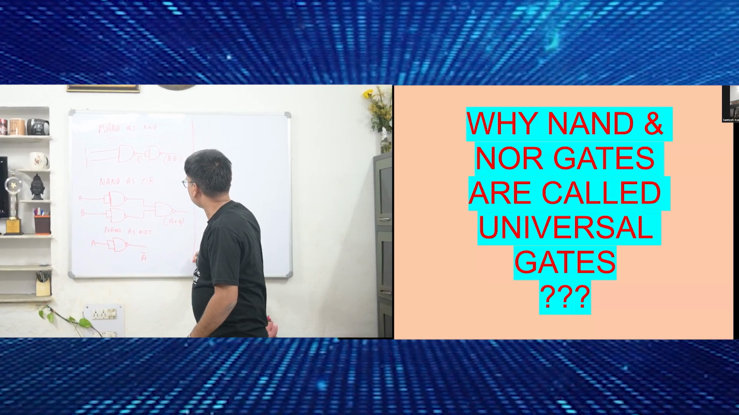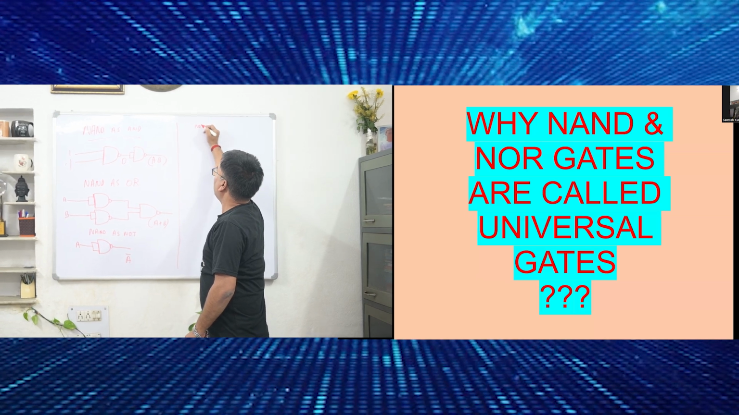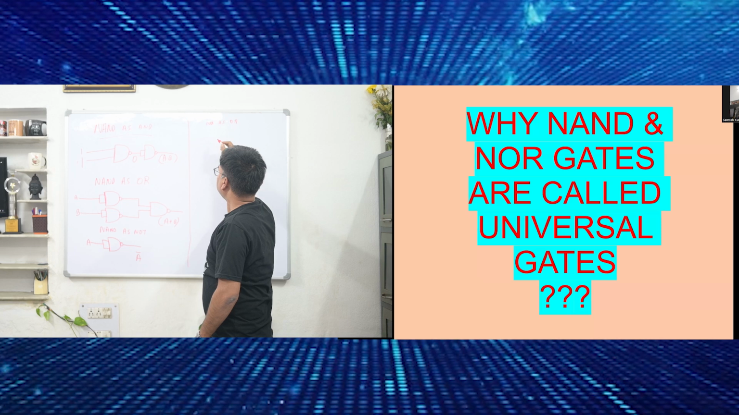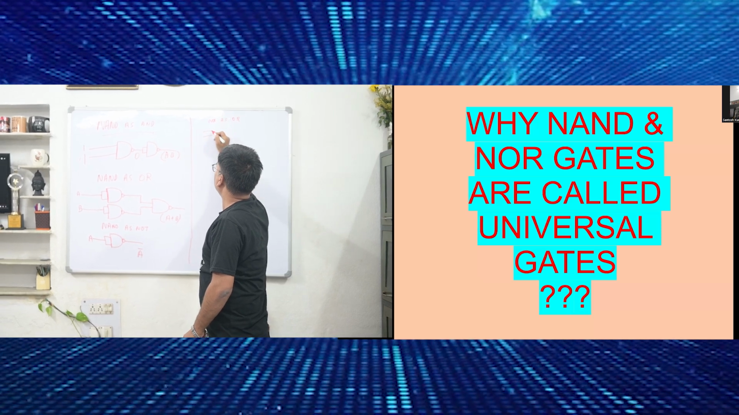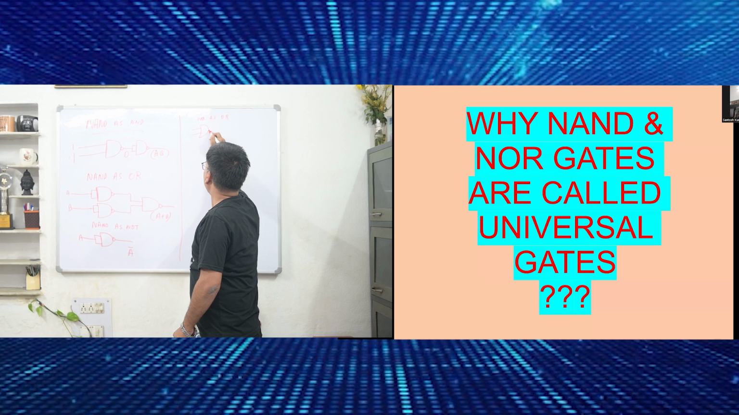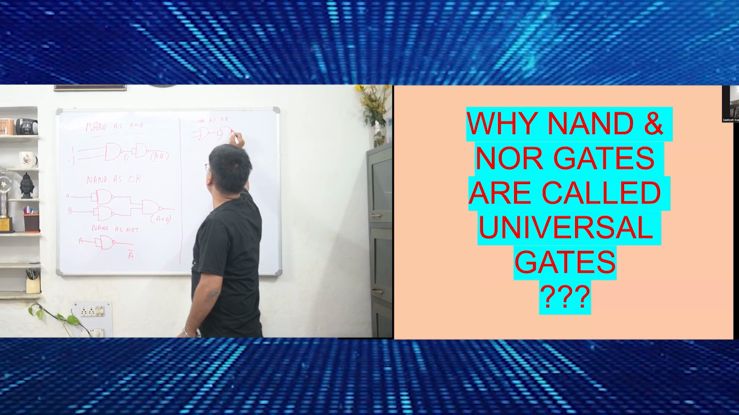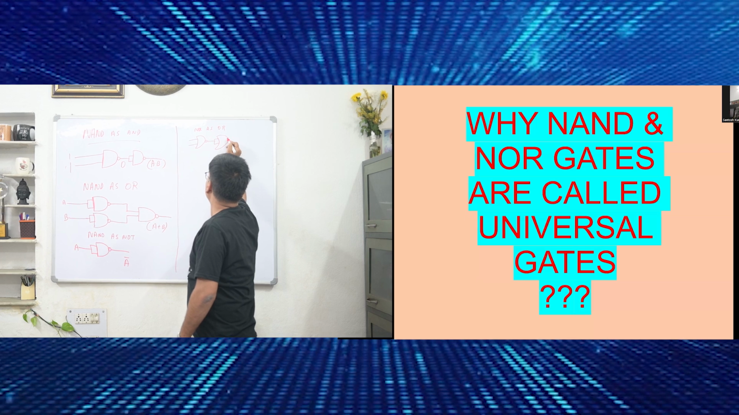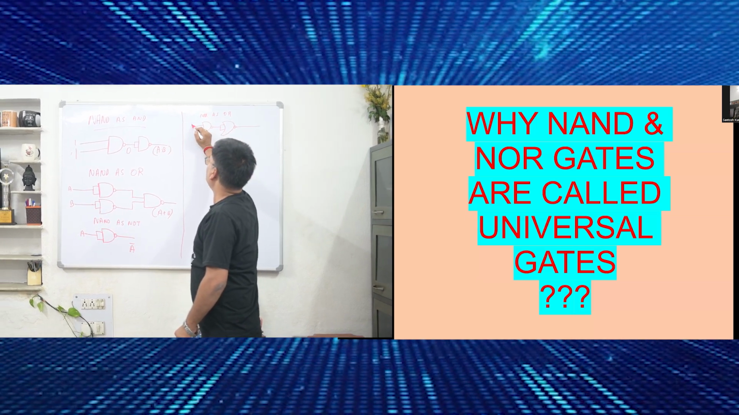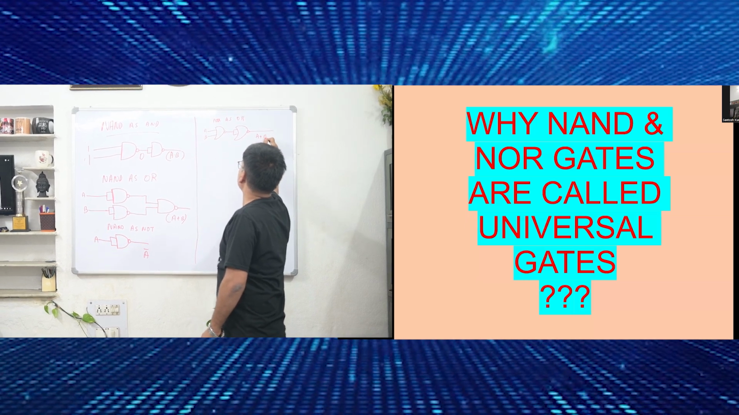Now, how NOR can be considered as a universal gate? Now I show you NOR as OR. I take one OR gate. Here, this is the NOR gate. I divide this into two parts, pass it through another NOR gate. The final output which I am getting, that is OR gate. This will be A plus B.